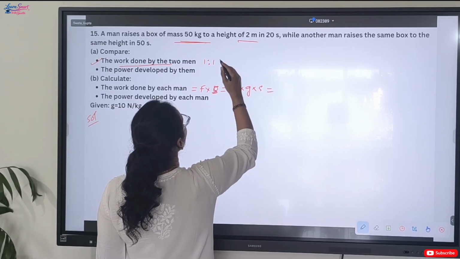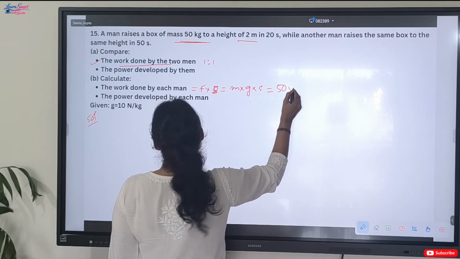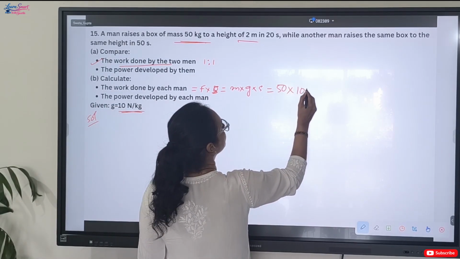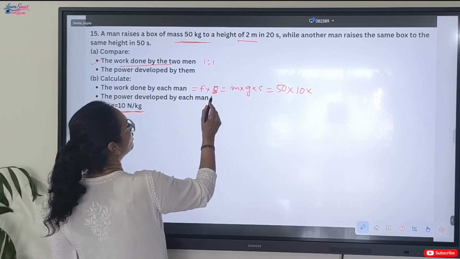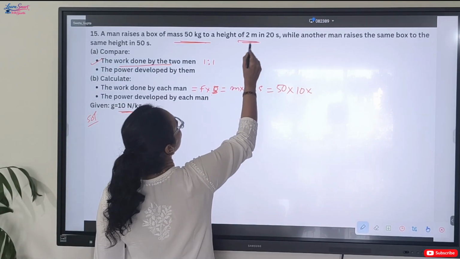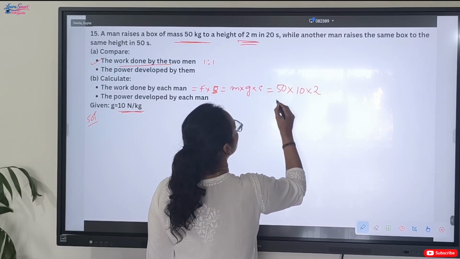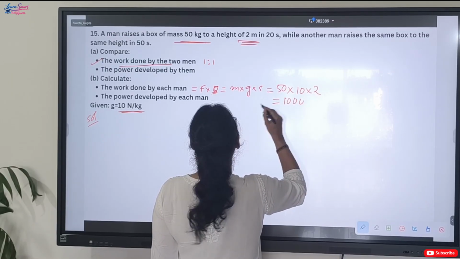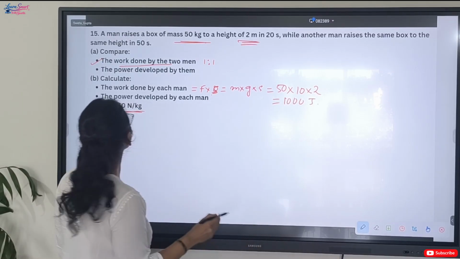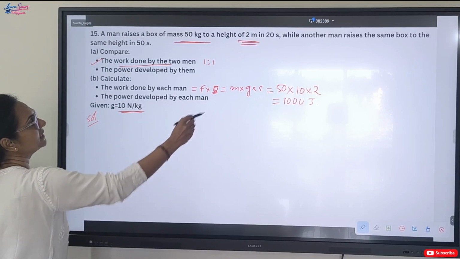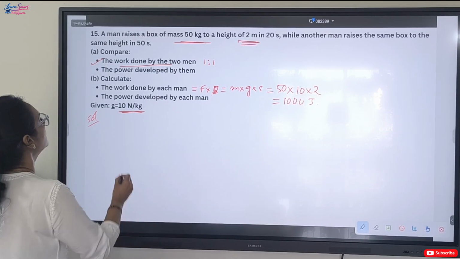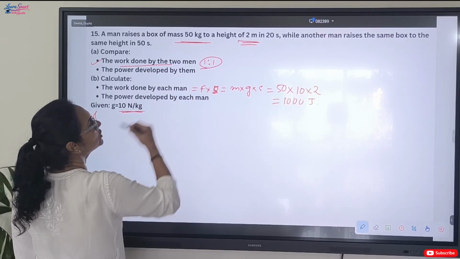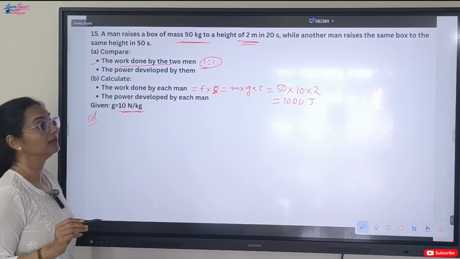And mass is given as 50. G, the value of G they have told to use 10, we will take it as 10. And the value of S, displacement, is given 2 meters, so we will write 2. And we can get the answer as 1000 joules. So this is the work done by each man, 1000 joules. And work done by the two men is the same. So the ratio is 1:1.